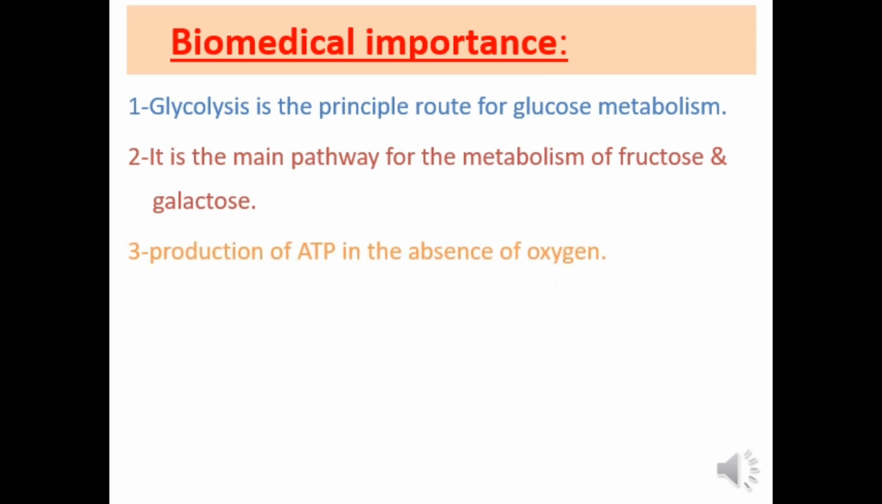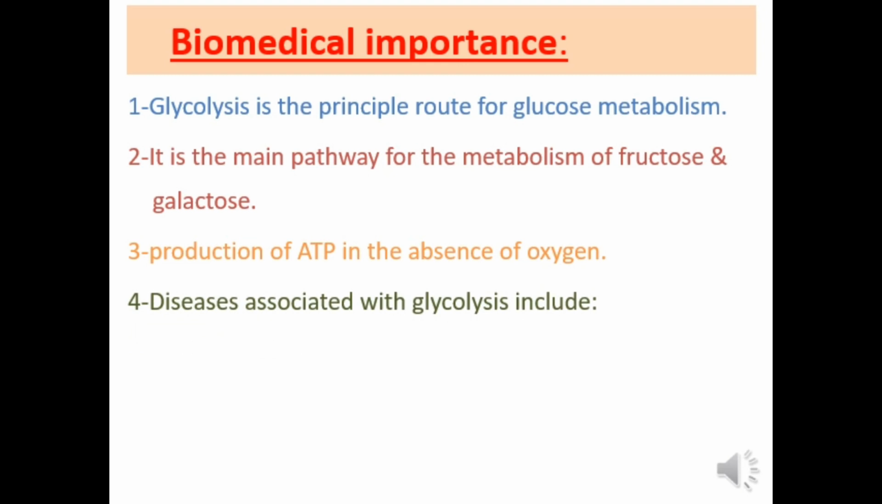Production of ATP in the absence of oxygen. This allows skeletal muscle to perform at very high level when aerobic oxidation becomes insufficient. When we talk about the properties of glycolysis, we said that it can occur under aerobic and anaerobic conditions. Muscle during exercise, where there is a shortage of oxygen, glycolysis can occur anaerobically and produce energy.